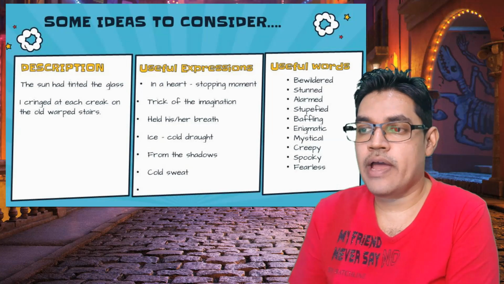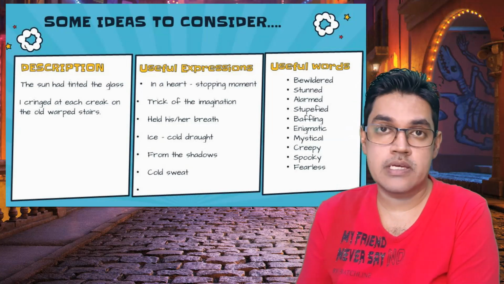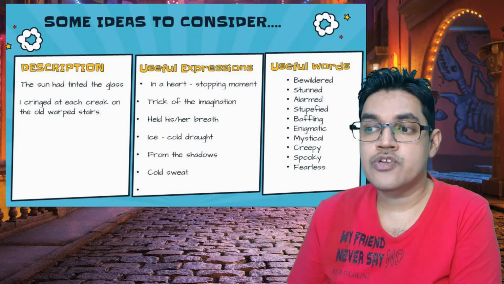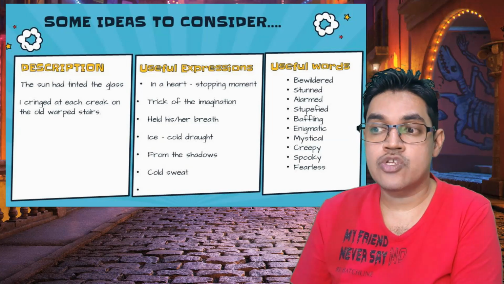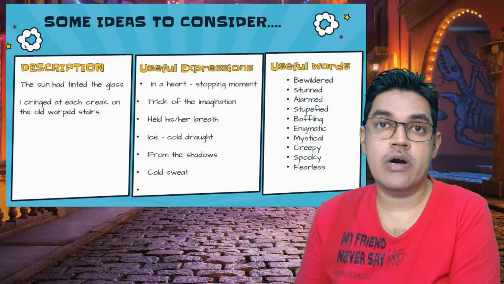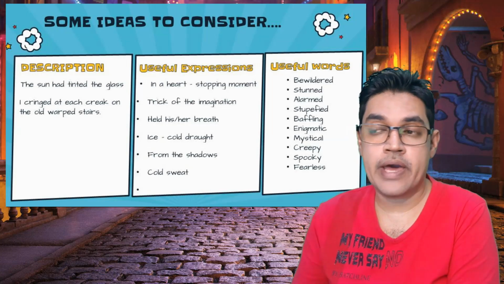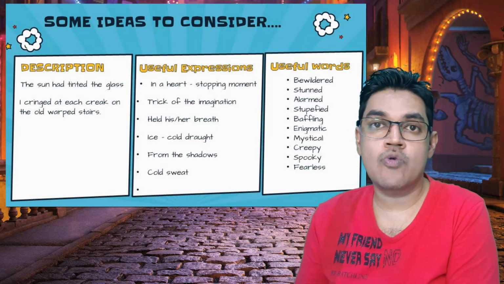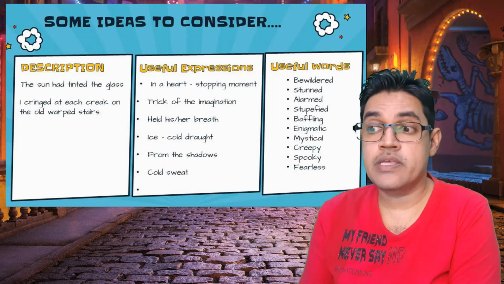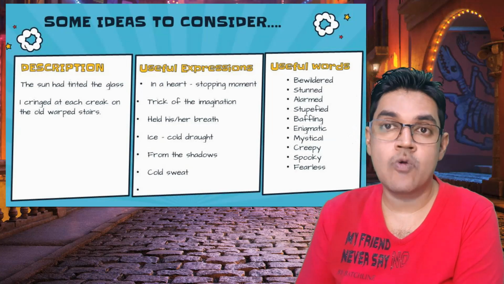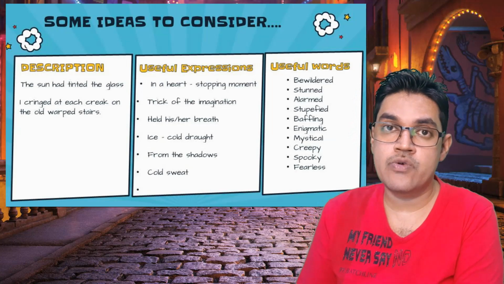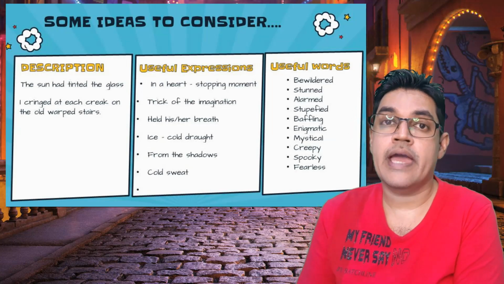Right, so for example, in a heart-stopping moment. You can also use trick of the imagination. Another one, held his or her breath. And next one, ice cold draught. And the following one, from the shadows. And another one, cold sweat. Okay, so these are some examples of expressions that you can use when you are writing your essay.